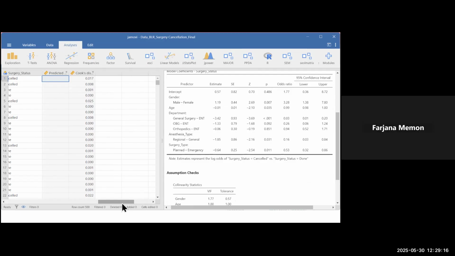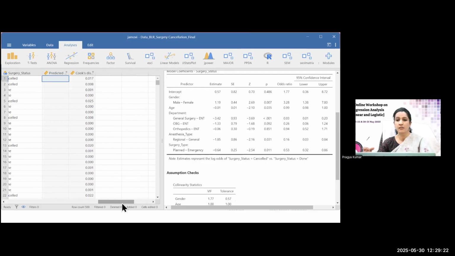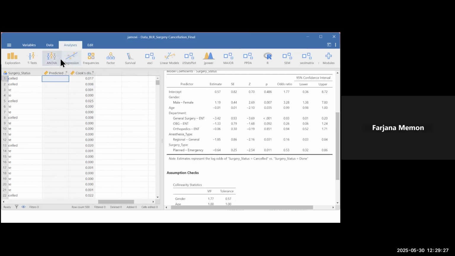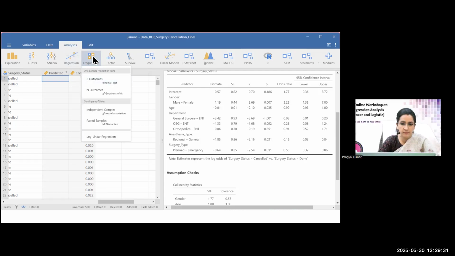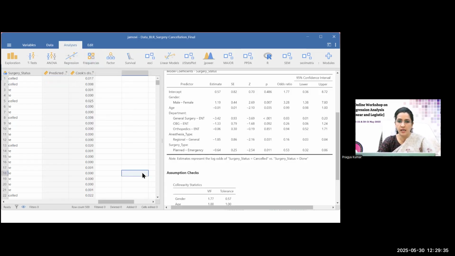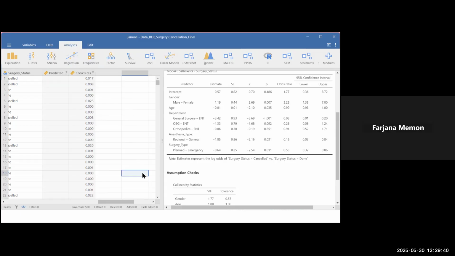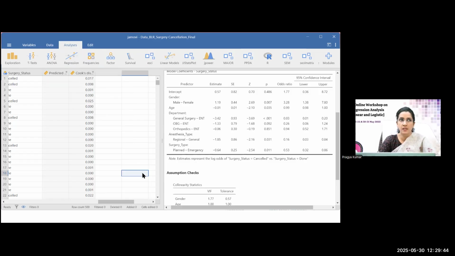Okay, ma'am. Is there any option in JAMOVI to calculate both unadjusted and adjusted RR? Yes, the 2 by 2. Have you attended the basic one? At that time I saw RR, I think it was unadjusted. Unadjusted, yes. Adjusted RR, no. I have not explored it and I don't have an idea currently.